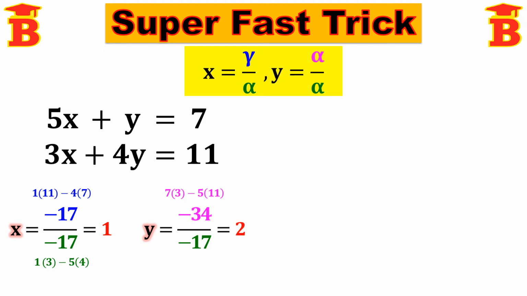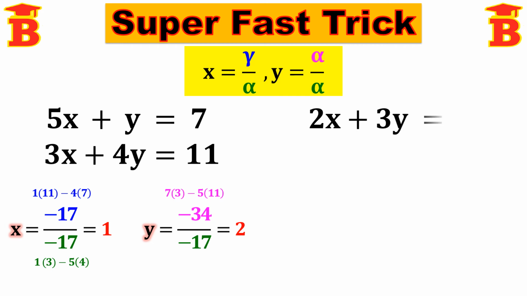And here after getting the x value, just substitute this x equal to 1 in the first equation. So we get 5 plus y equal to 7. From this also we can write the y value immediately. That is y equal to 7 minus 5, which is nothing but 2.